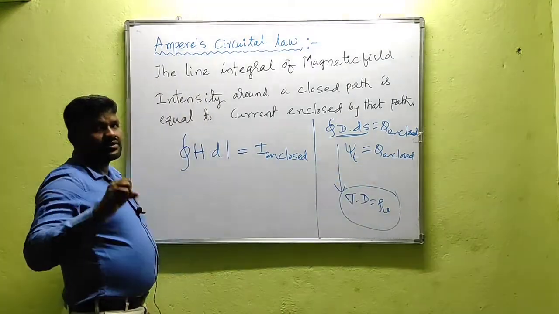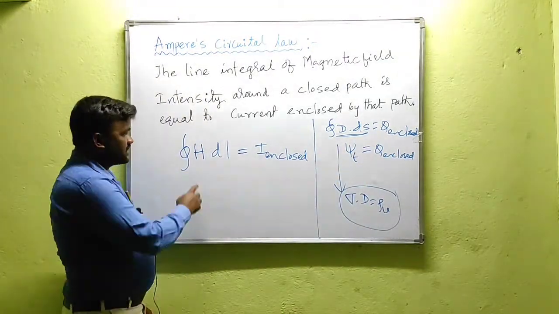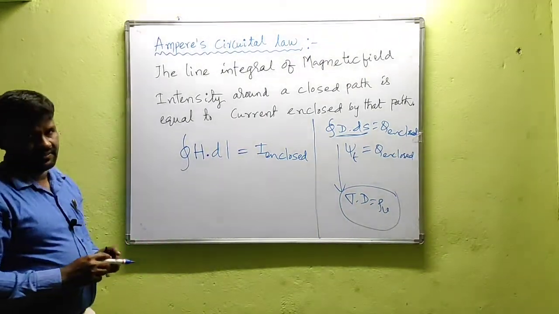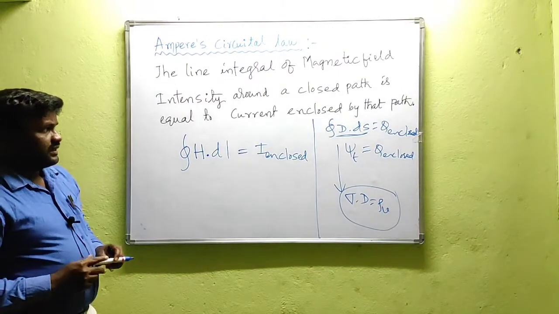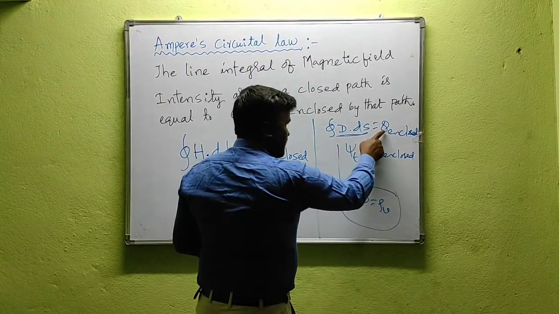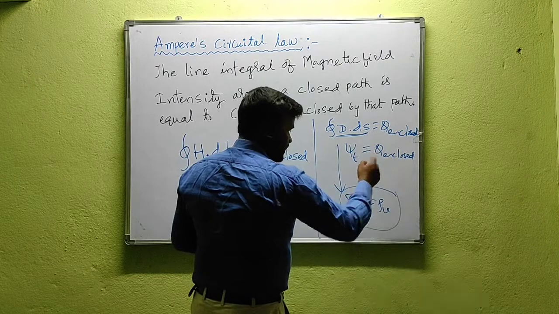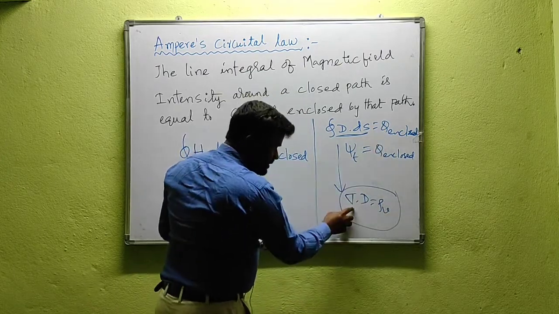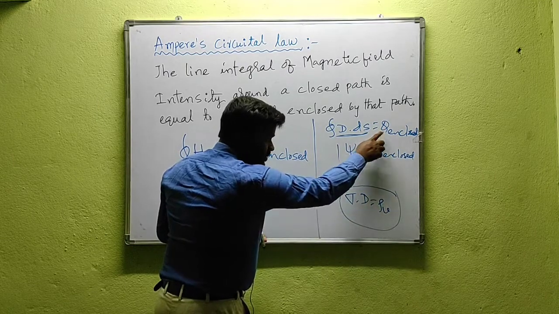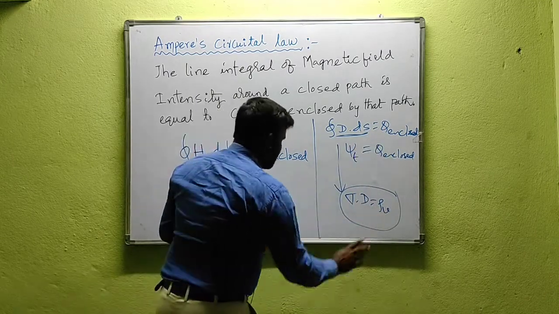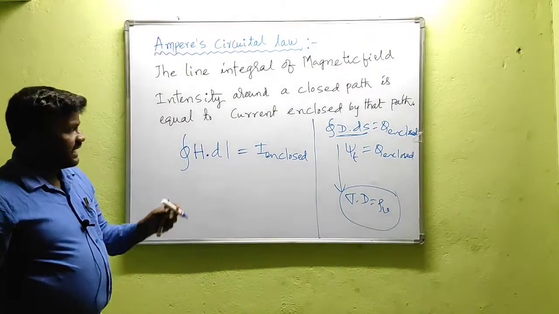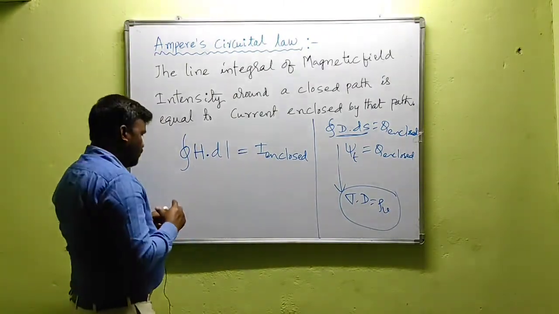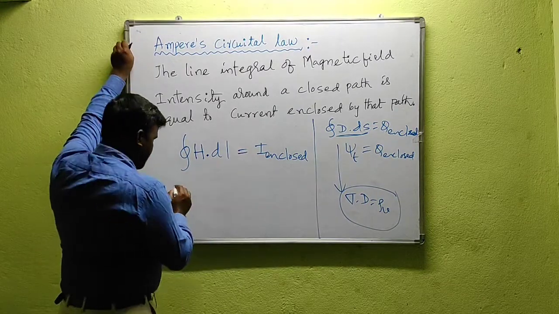We know that a closed surface defines a volume. Similarly, a closed line defines an open surface. In order to get this del dot D equal to rho V, the Q should be written in terms of the volume charge density. Similarly, here also the current should be written in terms of current density. We know the current density definition.